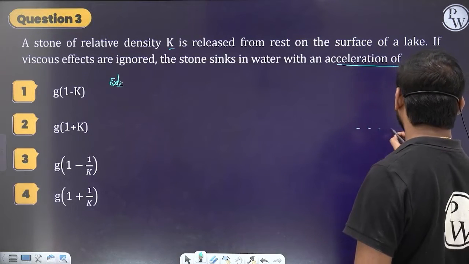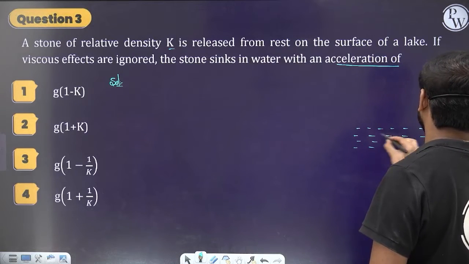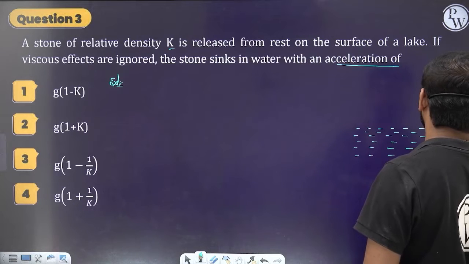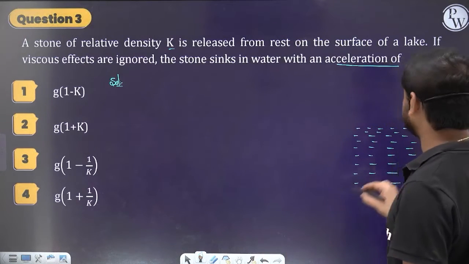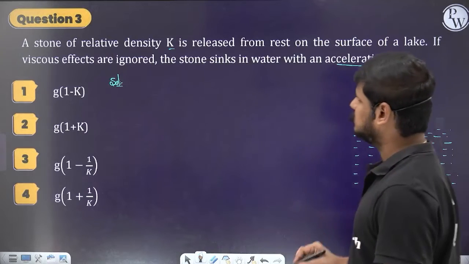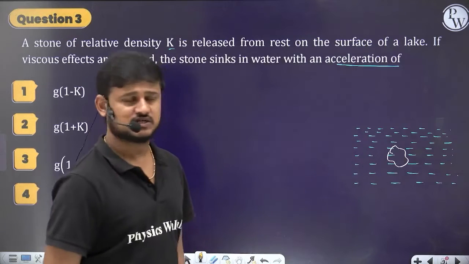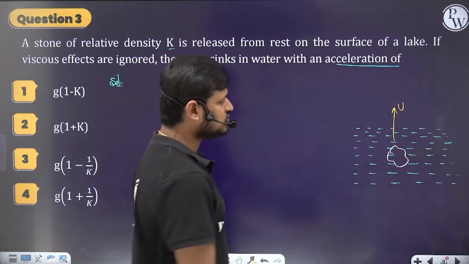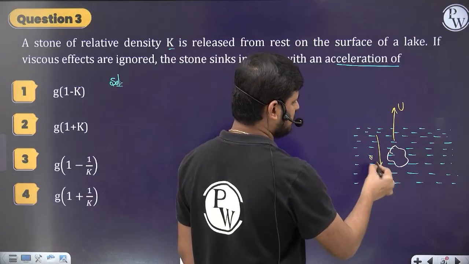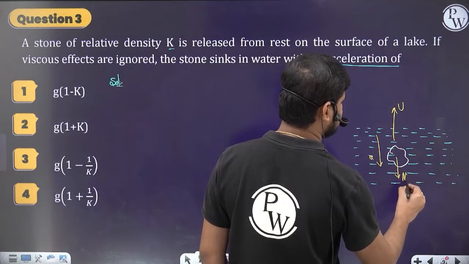See here, consider this is a lake. Now observe, a stone is like this. First of all, this stone experiences an upthrust force, acting upward, and the stone sinks with an acceleration. So it goes down with an acceleration a. And then what is its weight? mg. Yes or no?